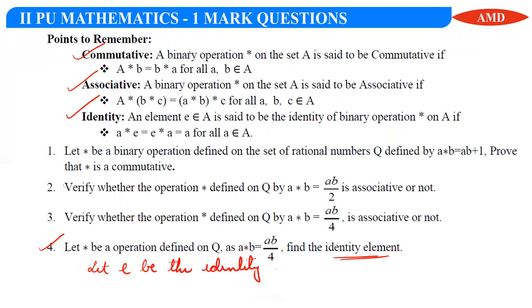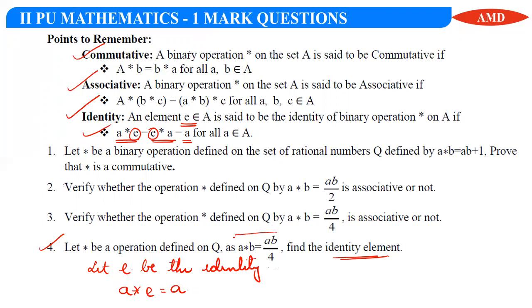So what is an identity basically? The definition says here, an element E is called an identity if for any element A, A star E or E star A, both must be equal to A. In that case, we call that E an identity element. So according to this definition, if E is an identity element, we have A star E is equal to A.